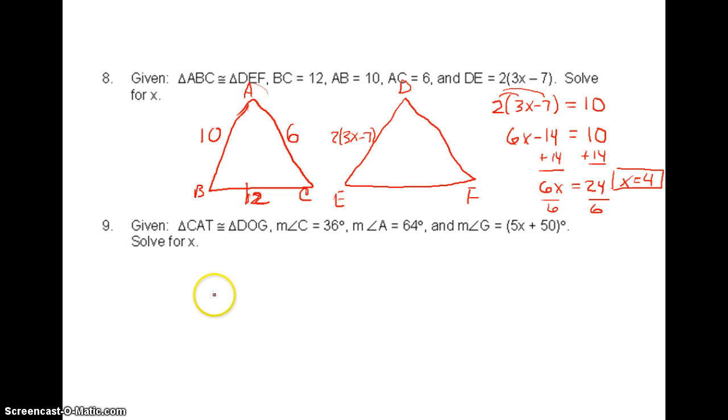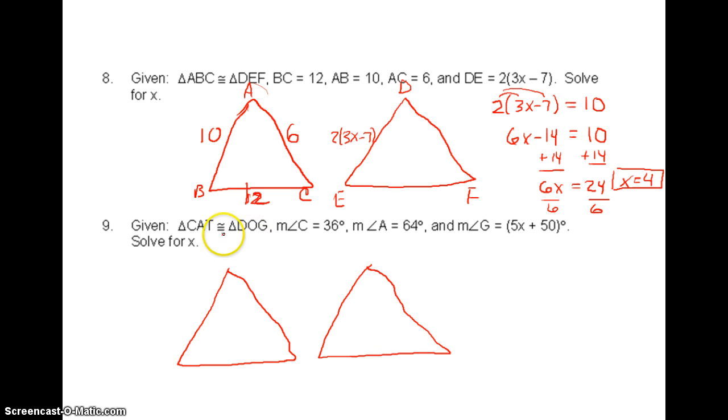Number 9, triangle CAT DOG. Okay, so another triangle. There's 1, 2, C, A, T, D, O, G. Measure of angle C is 36. Let's go right here. Measure of angle A is 64. That's over here. And measure of angle G, this one over here, is 5x plus 50.